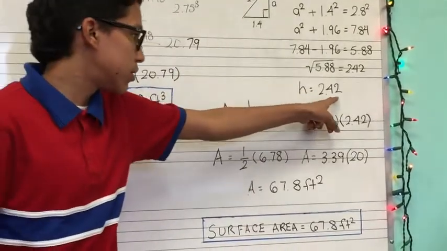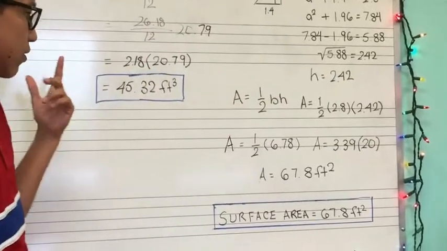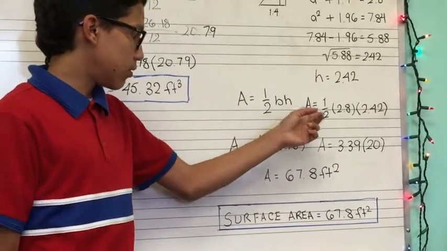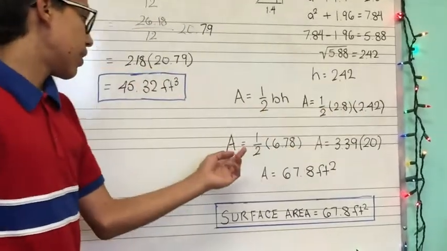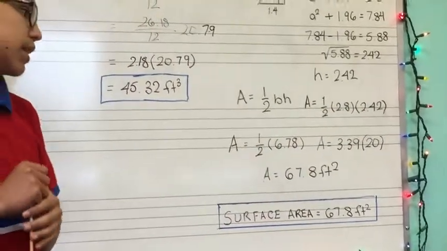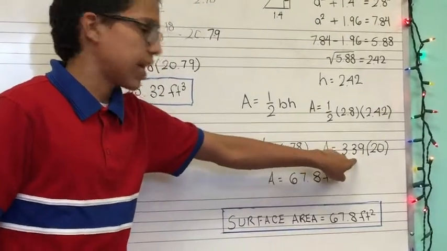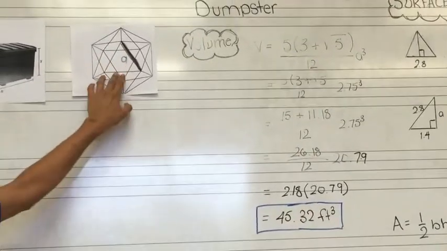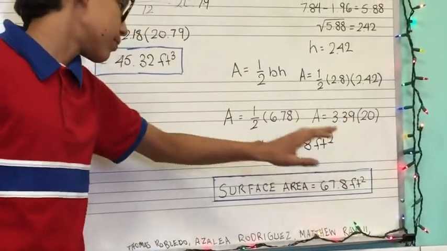which is 2.42. Now you plug the height into the equation of the area for the triangle, 1/2 times base times height. So the area equals 1/2 times 2.8 times 2.42, which is the base and the height. Once the base and the height are multiplied, that equals 6.78, and then you multiply that times half, and you get 3.39. But you have to take into account that there are 20 equilateral triangles, so you multiply the area times 20, and that gives you 67.8 feet squared, which is the surface area.